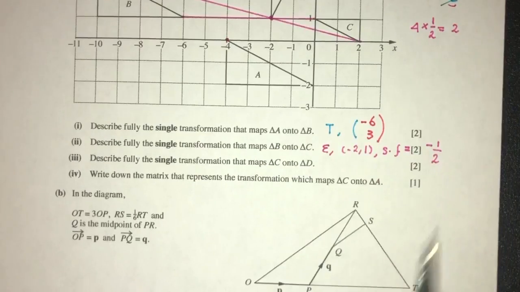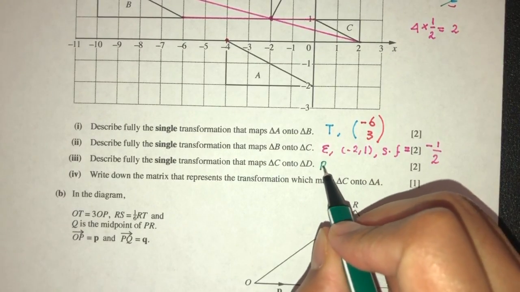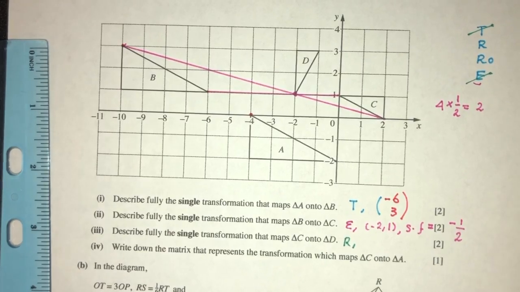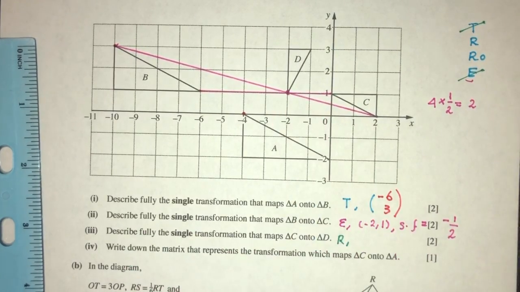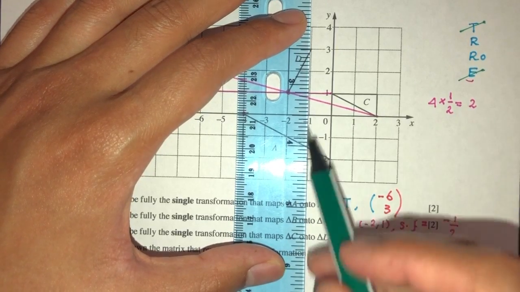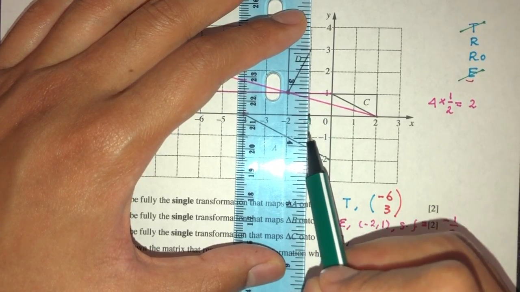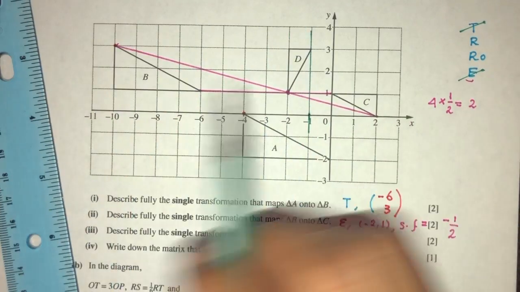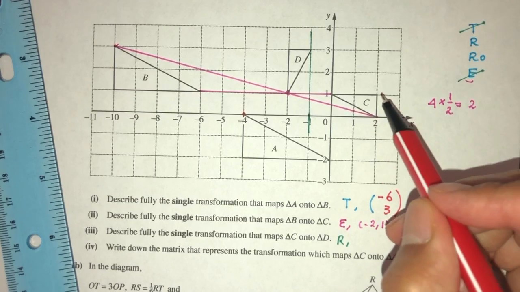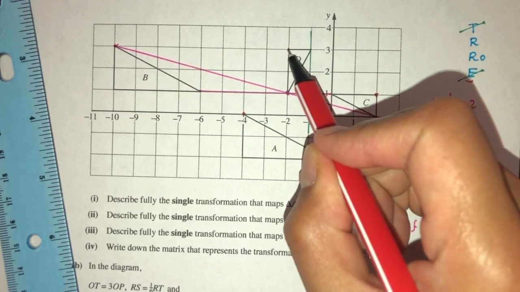Now for rotation, we have to find the center of rotation. So how do you find the center? We have to first join the two corresponding points. So this joins with this, and then draw the perpendicular bisector of the line joining the 2 points. It will be this one. And then what else? We have to join the other two corresponding points, which is this one and this one.